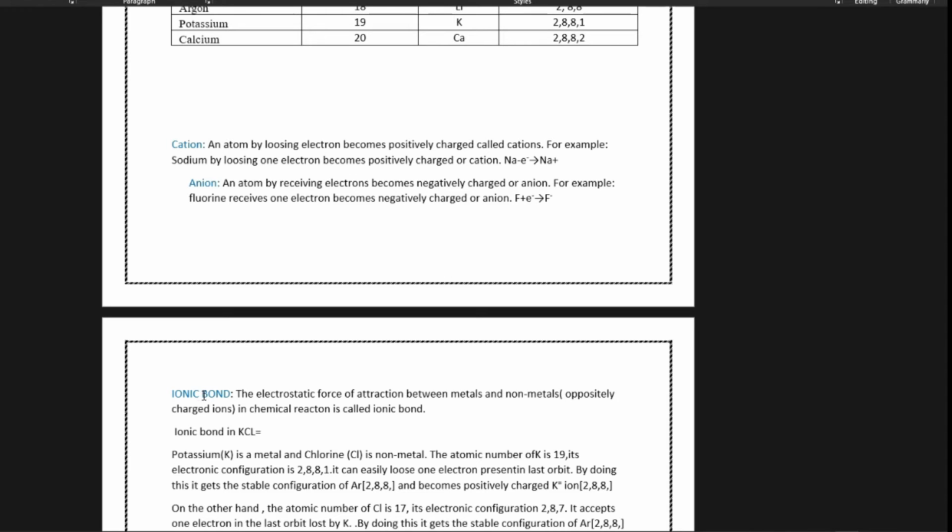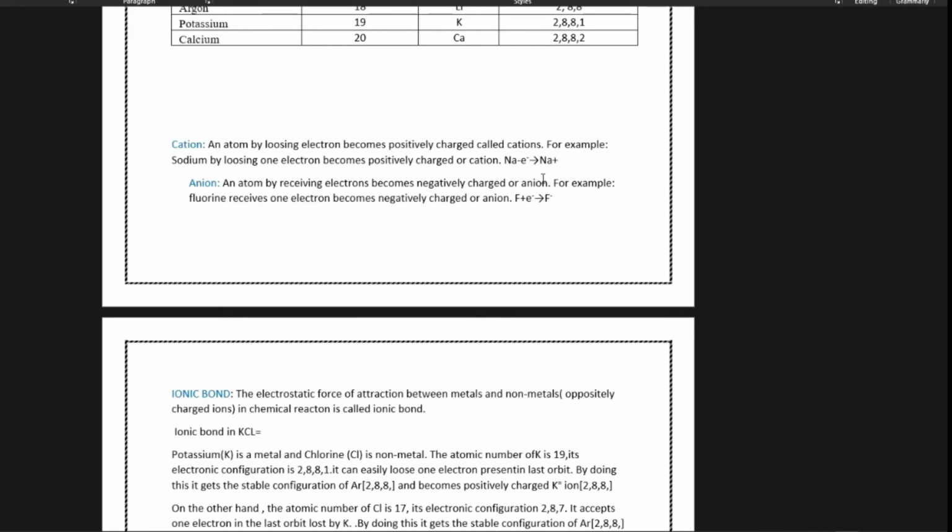So during a reaction between metals and non-metals, metals are positively charged and non-metals are negatively charged. To get a stable electronic configuration, the metals lose electrons. Metals always lose electrons, so they become positively charged as they lose 1 electron or more than 1 electron.